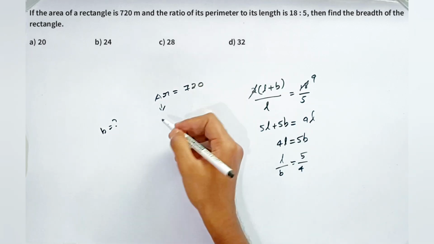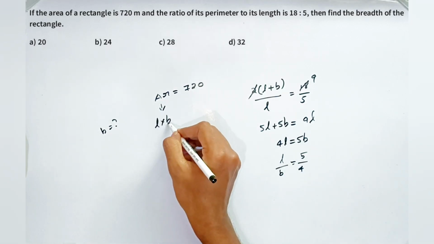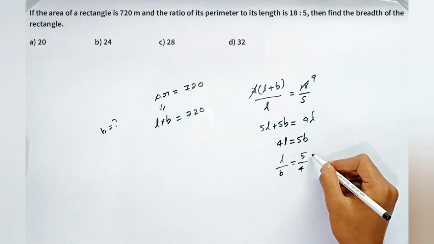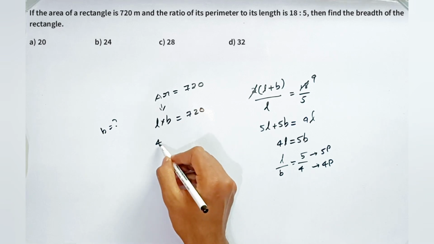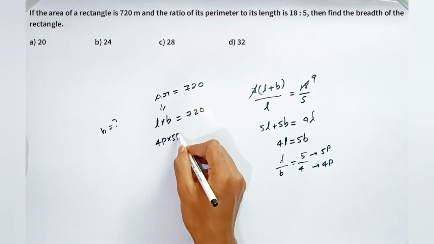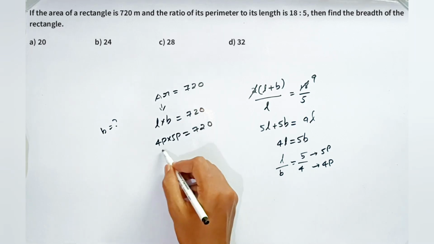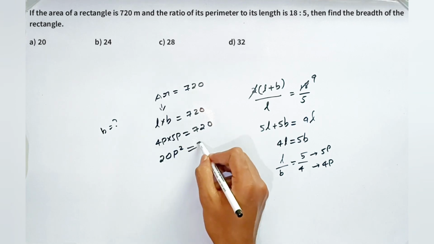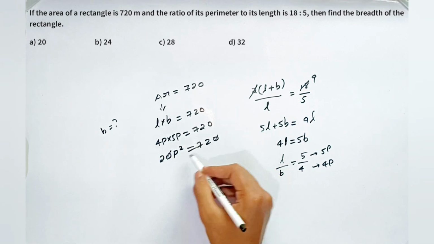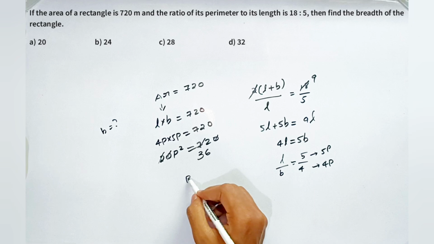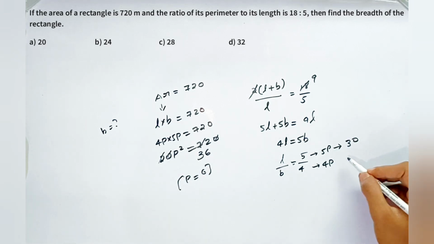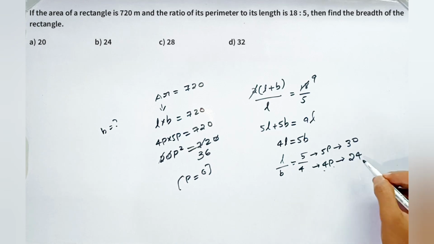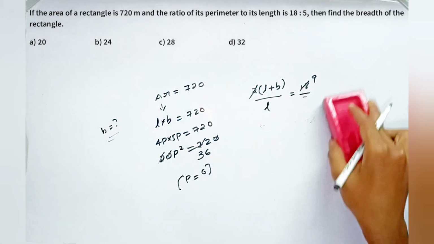We know that area is equal to length into breadth. So length into breadth is equal to 720, and I'm assuming that the length has 5 parts and the breadth has 4 parts. After substituting, 4 into 5p is equal to 720. 20p squared is equal to 720, so p squared is 36, and p is 6. Substituting p, 5p is 30 and 4p is 24. In the question the breadth is asked, so the breadth is 24. So 24 is the answer.